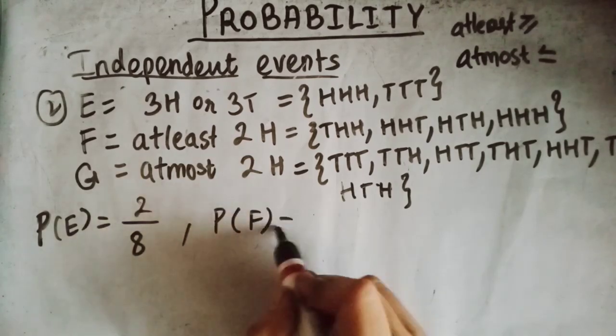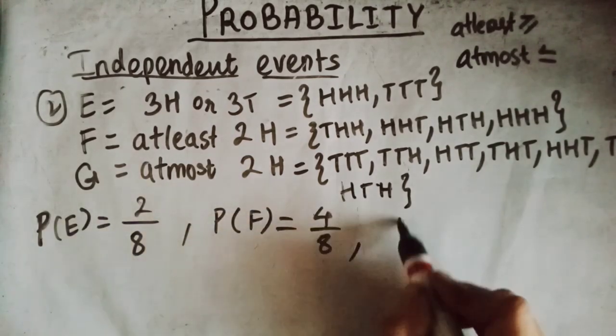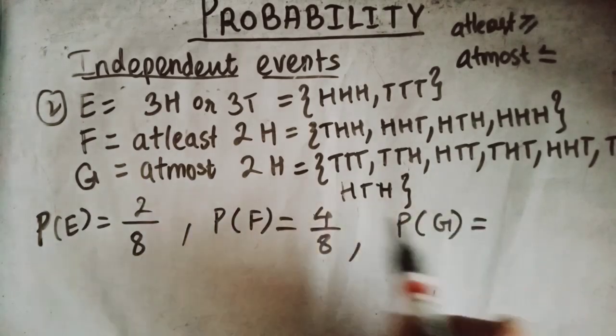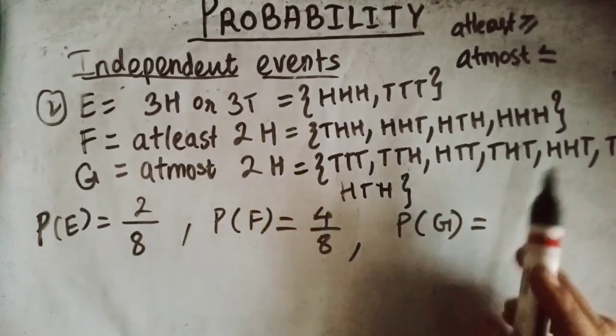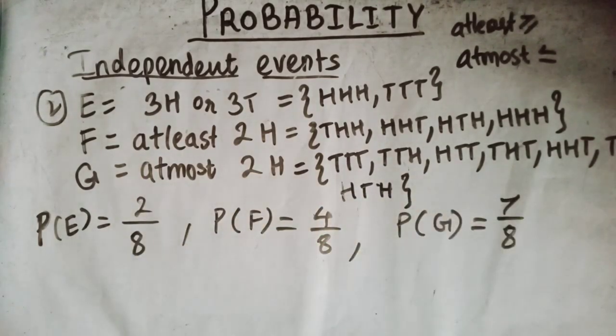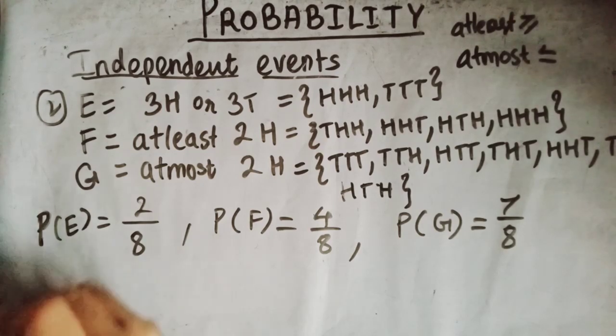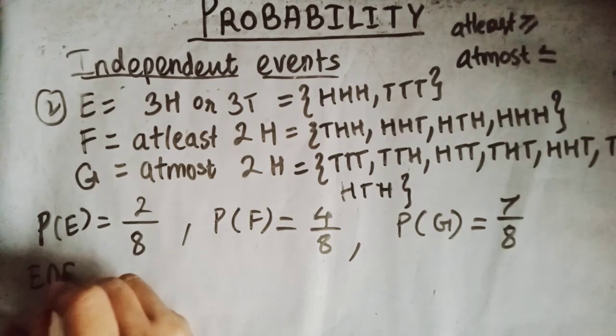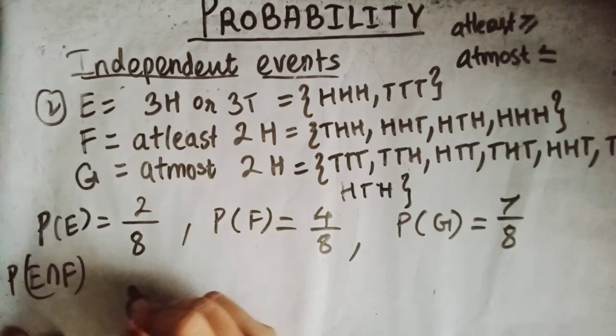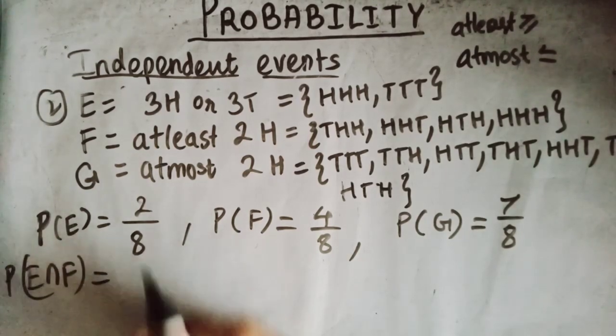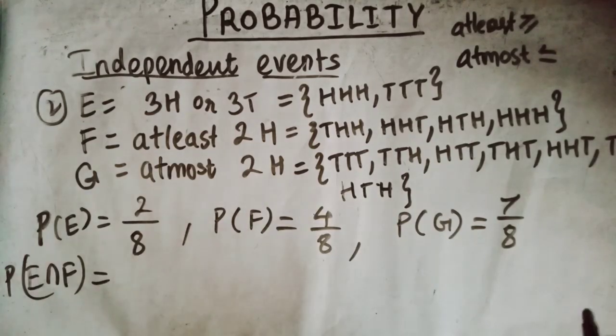P of F is 4 by 8. And P of G is 7 by 8. Right. Okay. Now they have asked of the pairs EF, EG and FG, which are independent, which are dependent. Okay, so you have to find E intersection F, then F intersection G and E intersection G.